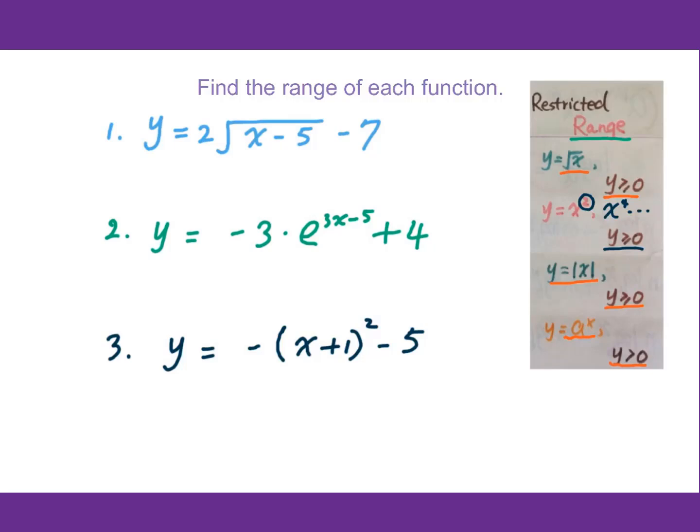Let's look at some examples of how to find the range of each function. For number 1, y equals 2 square root of x minus 5, minus 7. First of all, we know this part: whenever you have a square root, the range is greater than or equal to 0. We multiply by 2 for that. That still means y greater than or equal to 0. Then minus 7. So we get the range y greater than or equal to negative 7.